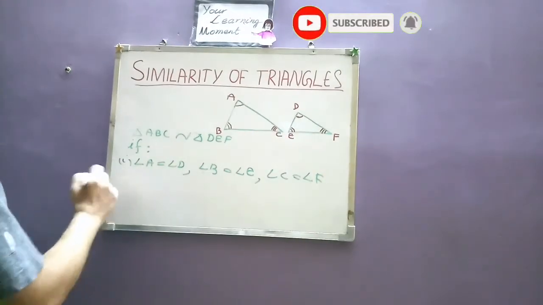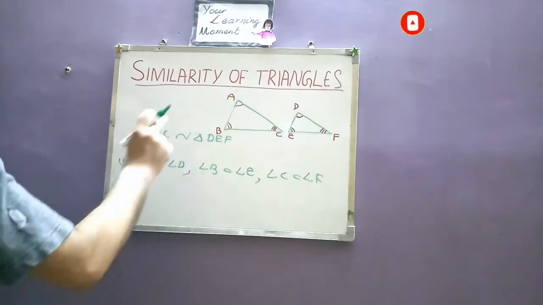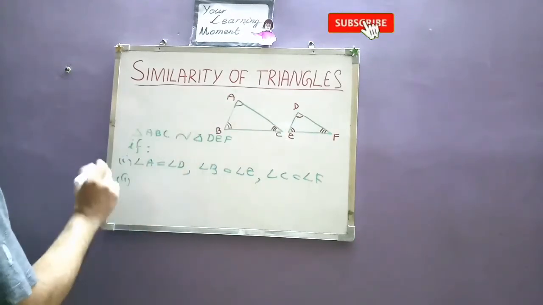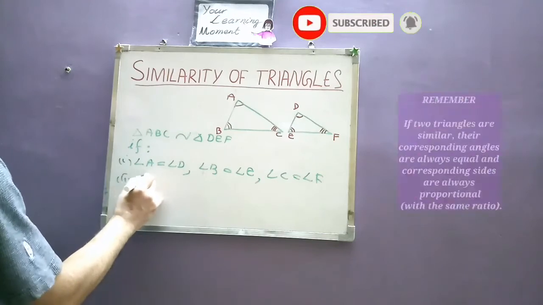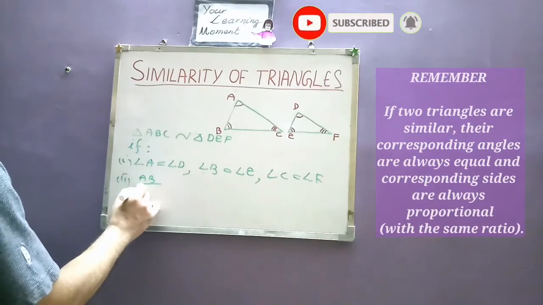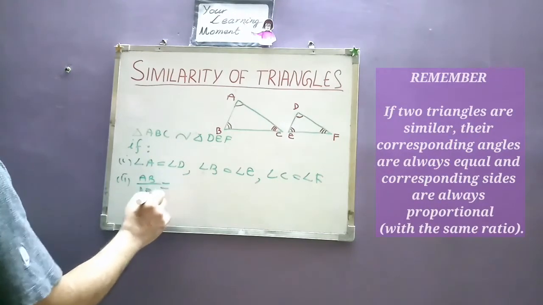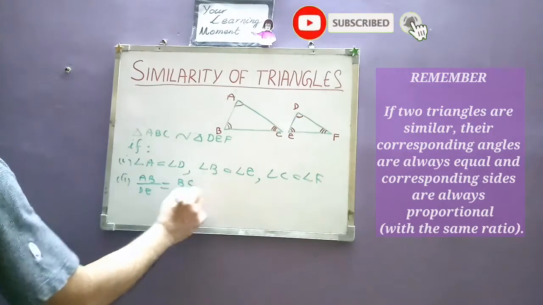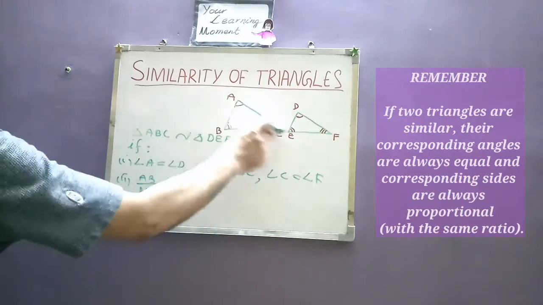Second, their corresponding sides are in the same ratio, means proportional. That is, AB upon DE equal to BC upon EF, and that equal to AC upon DF.